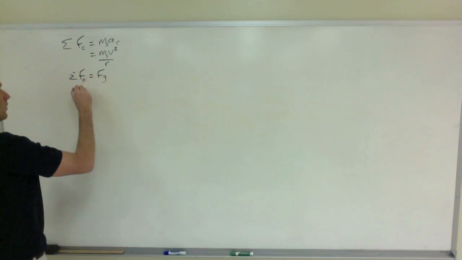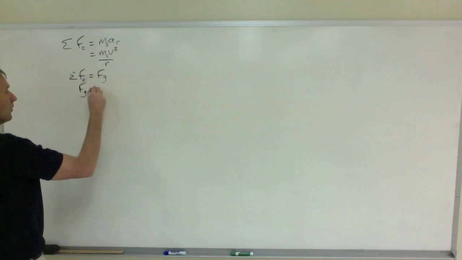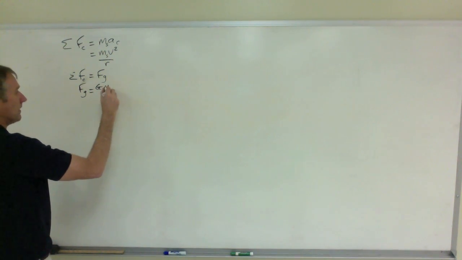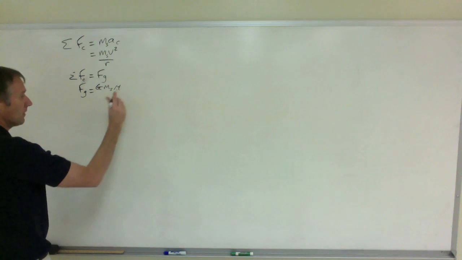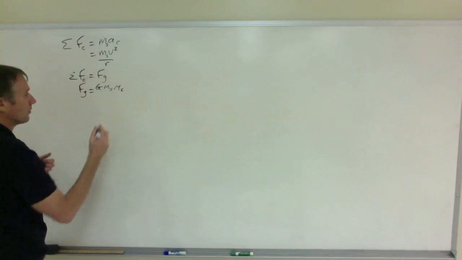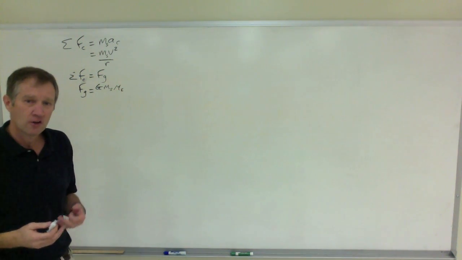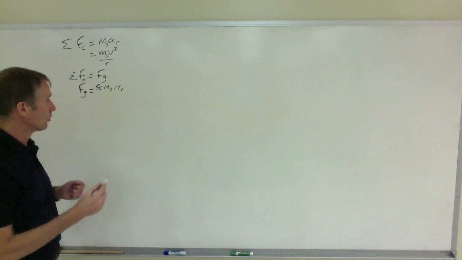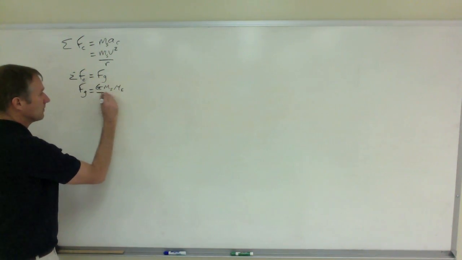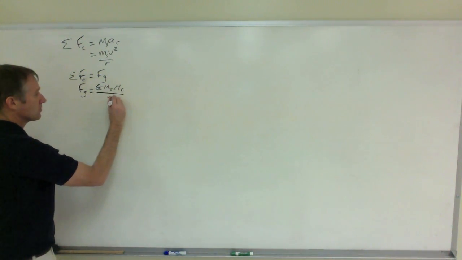What else do we know? We know Newton's law of gravity, which is big G times the mass of one object, in this case a satellite, times the mass of the thing being orbited. I'm going to use the Earth just for the heck of it. It could be the Sun, it could be Jupiter, it could be anything that's being orbited, that mass, divided by r squared.